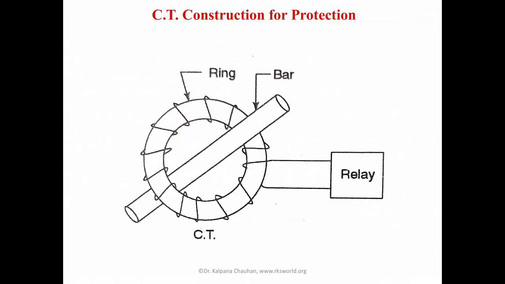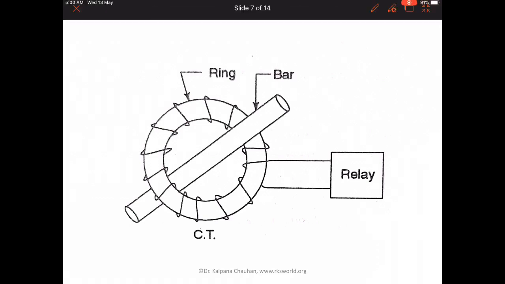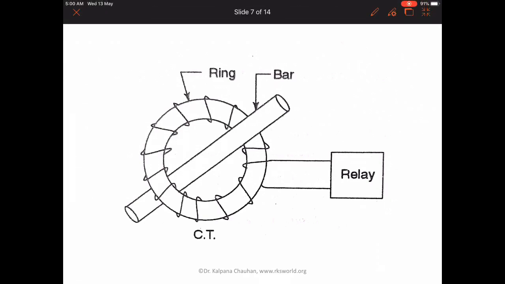Now the current transformer that we use has a construction somewhat like this. We have here a ring, a bar, and this is connected to the relay. Current transformers, based on their construction, can be classified as bar primary CTs and wound primary CTs. This is the bar primary CT.